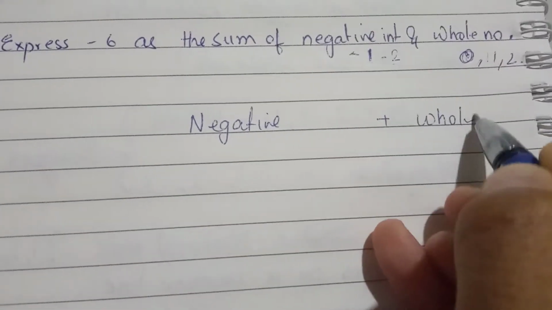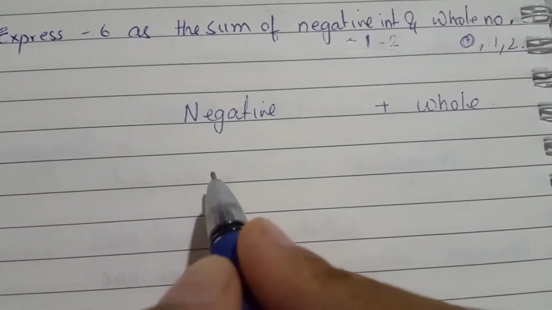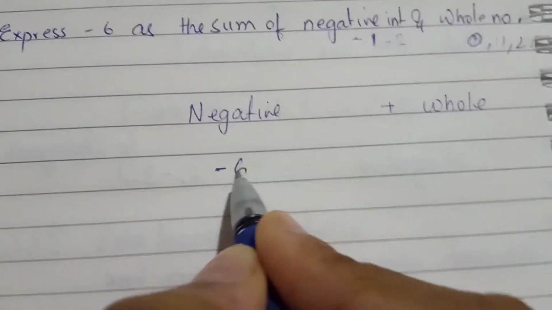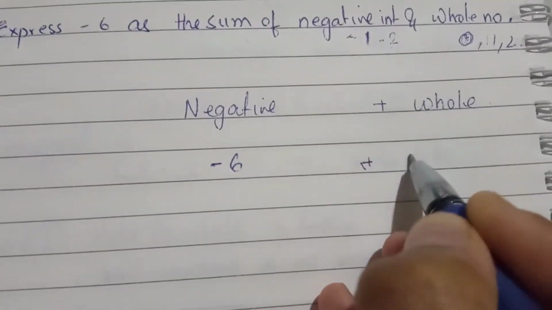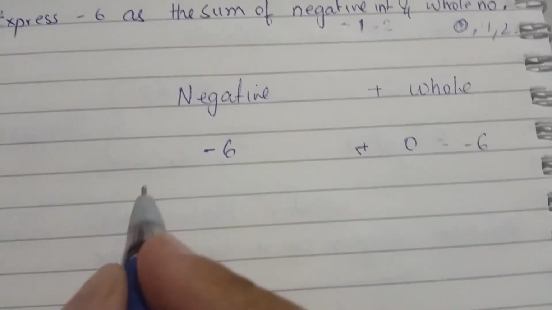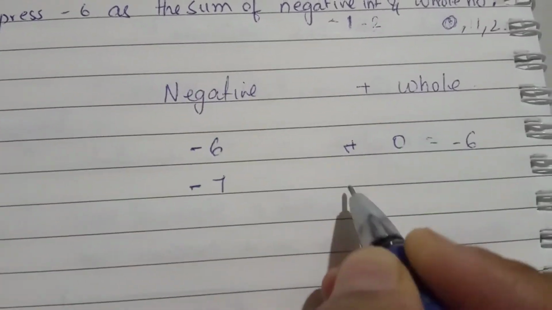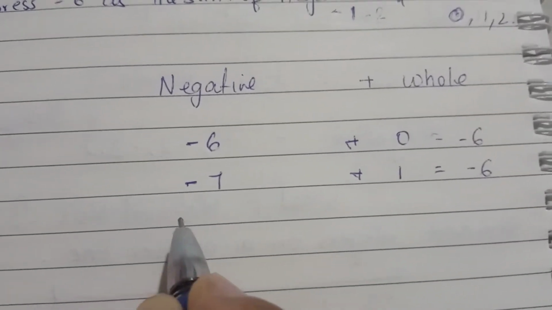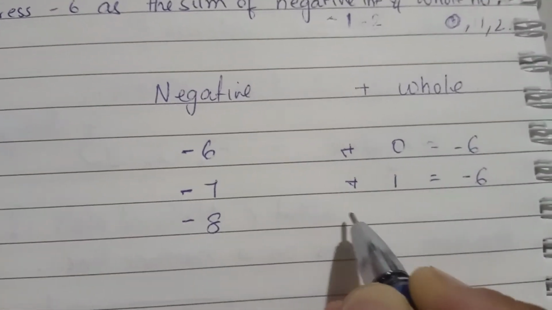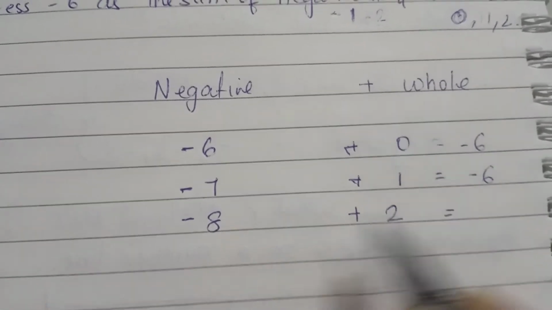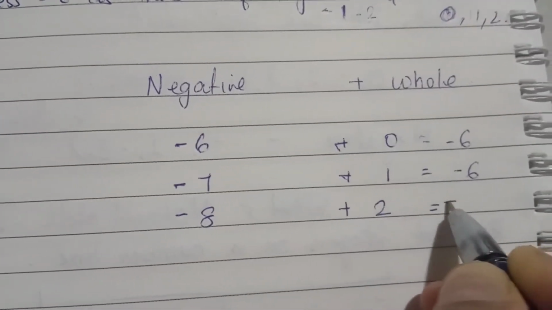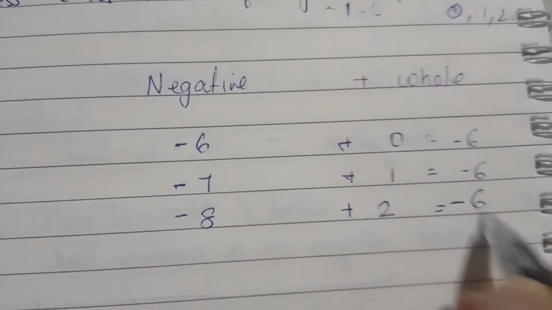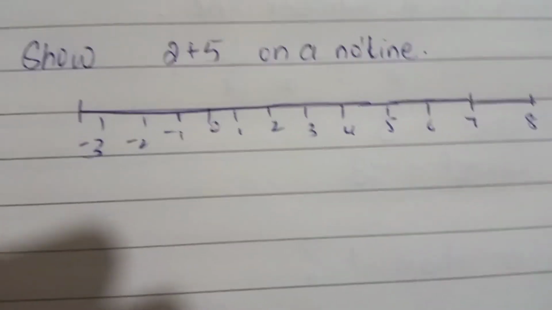Now let's make a combination of a negative integer and a whole number and you have to get the answer minus 6. So the negative integer I take as minus 6 plus 0, you get minus 6. Likewise you can use many integers, and the sum of a negative integer and a whole number can be any number you choose, like minus 7, minus 8, anything as you wish. This is the basic understanding for integers. If these are clear, the word problems will be easier.